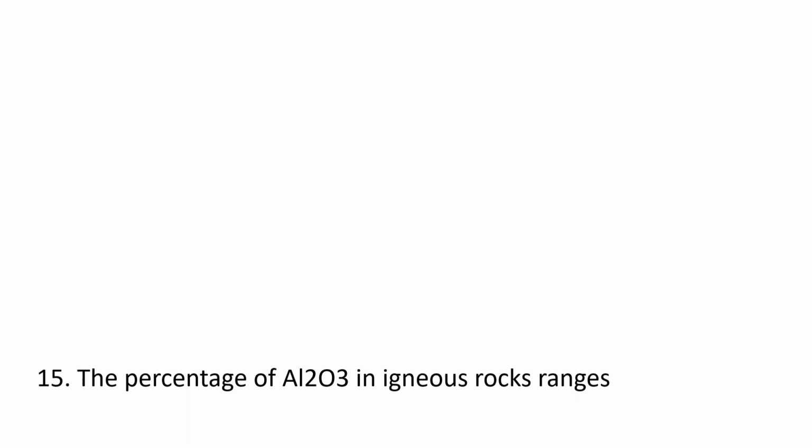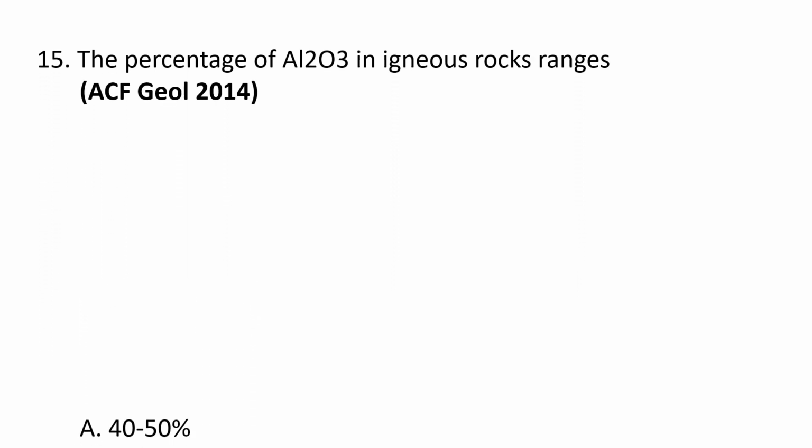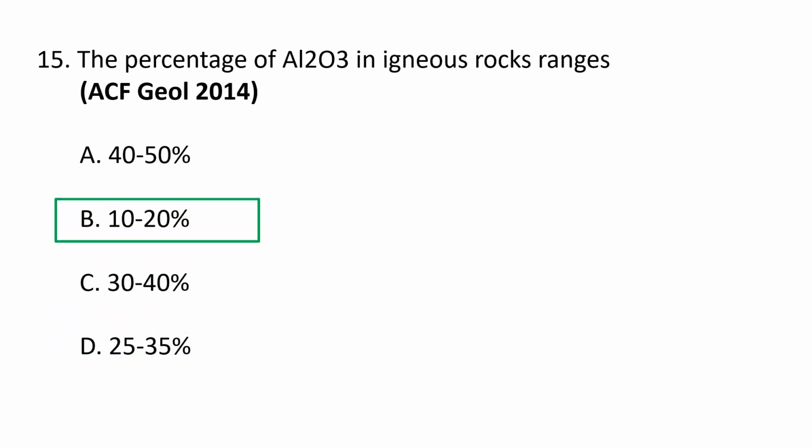Next question. The percentage of aluminum oxide, Al2O3, in igneous rock ranges from: A. 40 to 50%, B. 10 to 20%, C. 30 to 40%, and D. 25 to 35%. So the percentage of Al2O3 in igneous rock ranges from 10 to 20%. So B is the correct option. Acid igneous rocks on an average have aluminum oxide concentrations in the range of 15 to 25%. So here the option is B. B is the correct option.